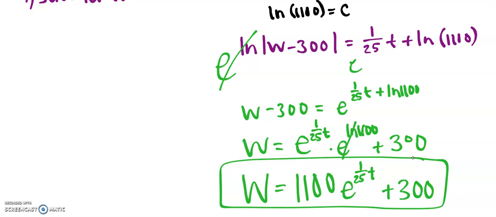You can always test your answer. If you were to plug in 0 here, you would get e to the 0, which is 1, times 1100. 1100 plus 300 is 1400, which was our initial condition.